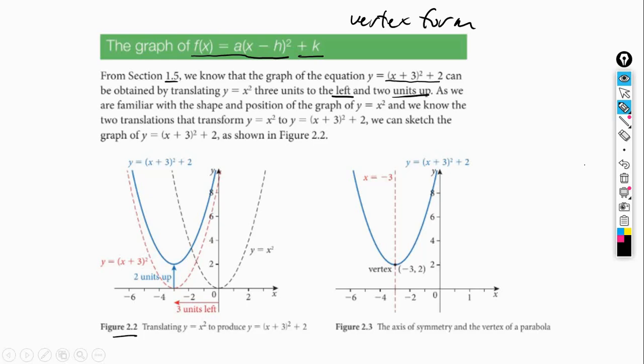So notice that if this is the graph of y equals x squared, we know that 2 units up and 3 units to the left will give us the graph of this function over here, y equals (x plus 3) squared plus 2. Notice that this will give us then the coordinates of the vertex of the equation, because it's going to be minus 3, comma 2, which are the two numbers directly related to this here and this.